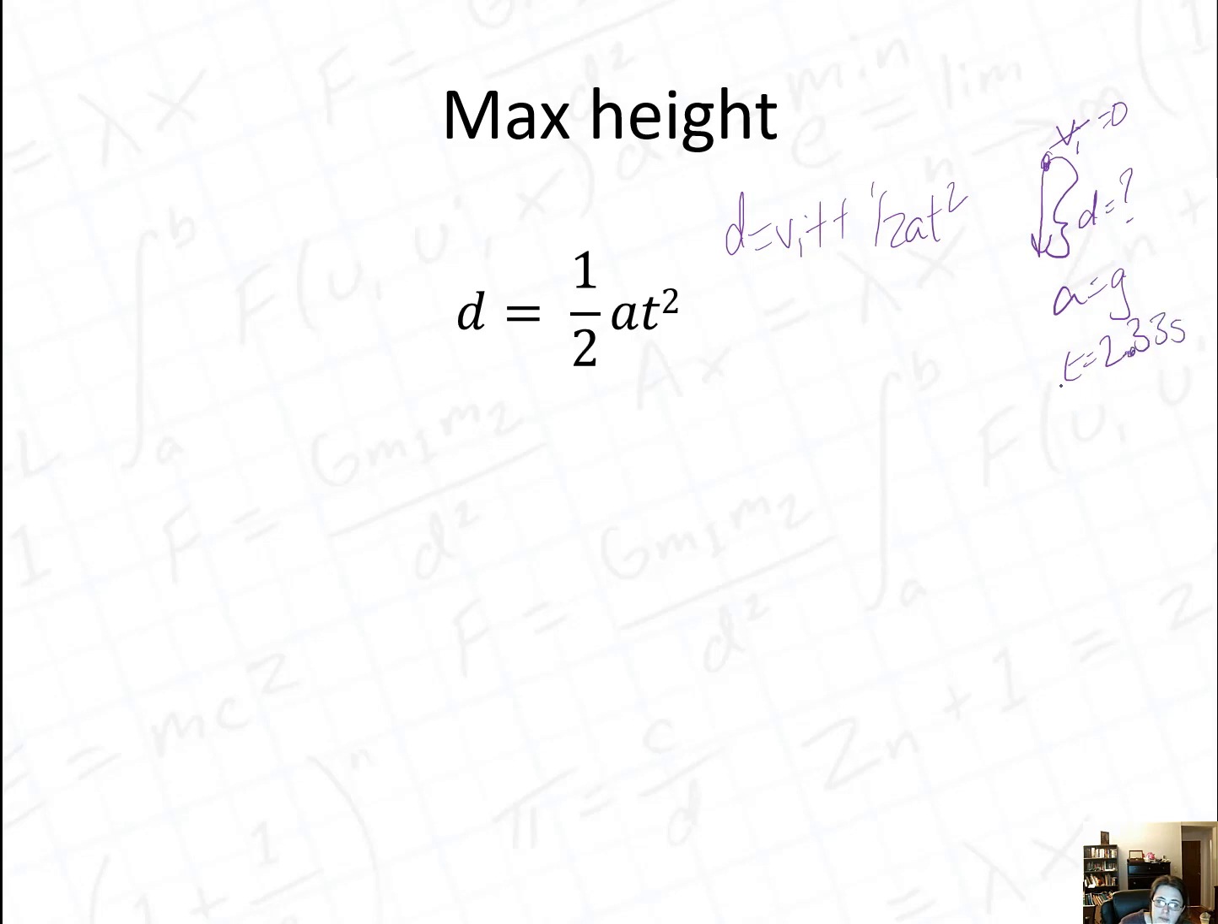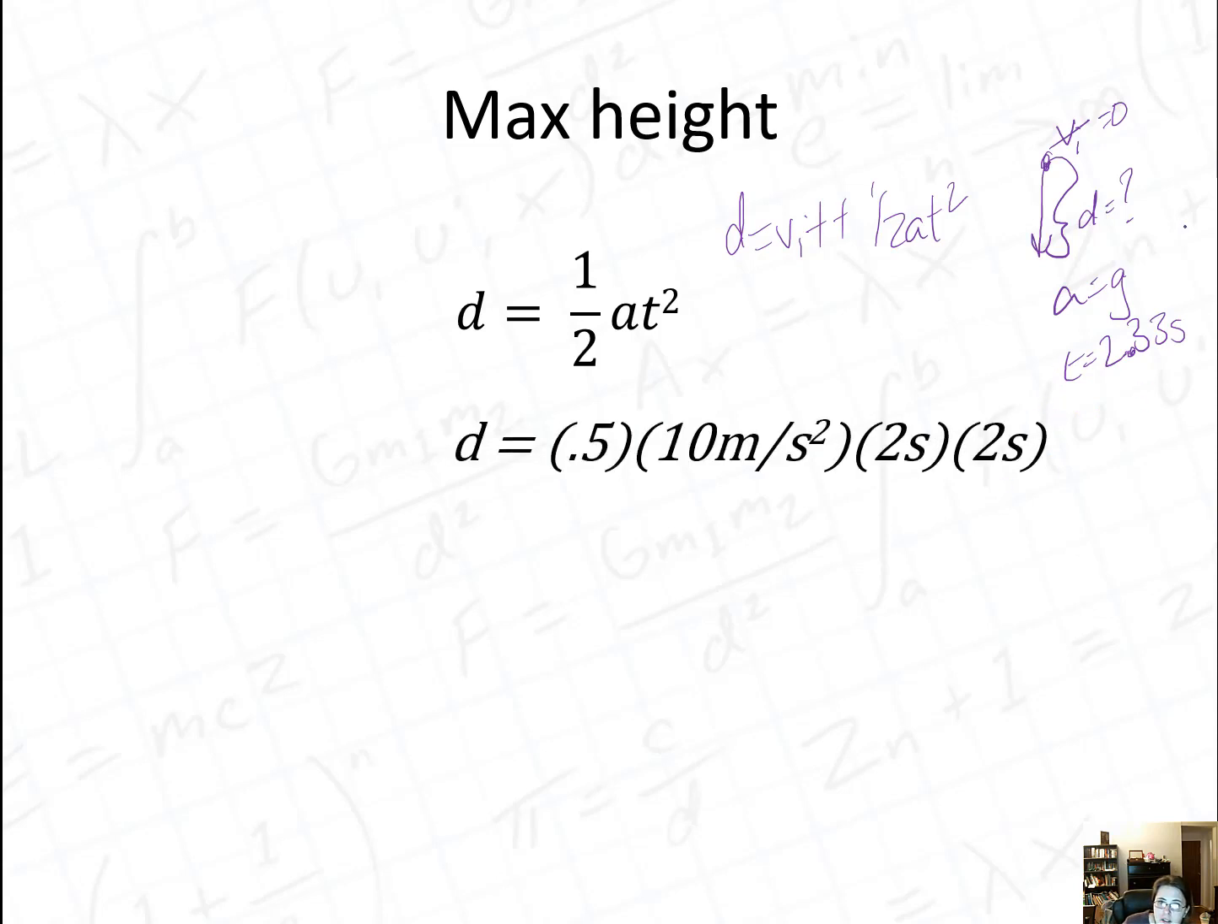And we want the time just for it to fall to the ground. We don't want the total time. So it's going to be 0.5 times 10 meters per second squared times 2 times 2. I messed up. This right here was given to us as 2 seconds. So then the distance is equal to 20 meters when we plug that in.